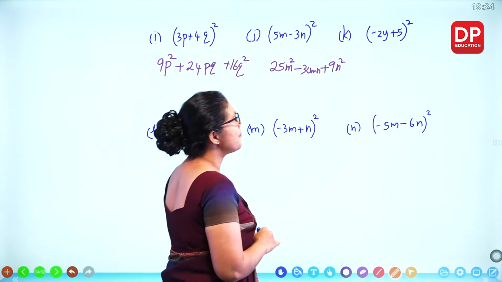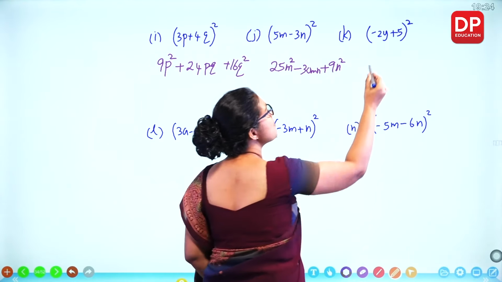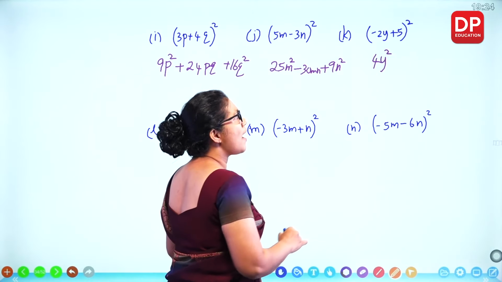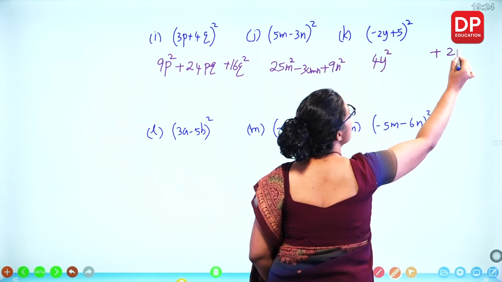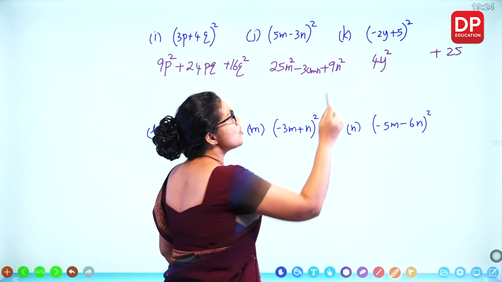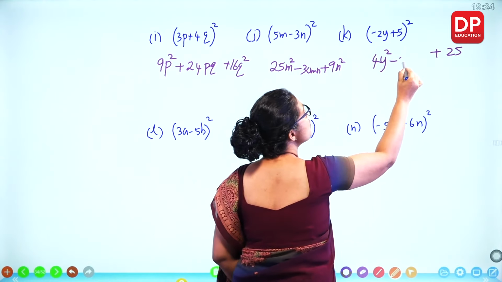In this question, again same procedure. Minus 2y times minus 2y becomes 4y squared. 5 times 5 becomes 25. What's the middle term? Double of these two. 2 times 5 is 10. 10 times minus 2 is minus 20y.